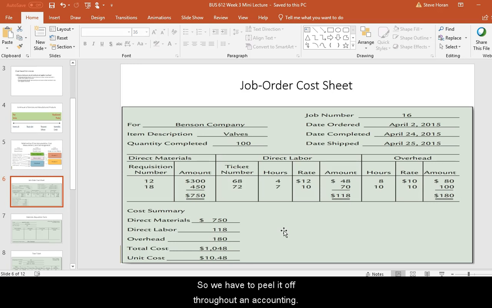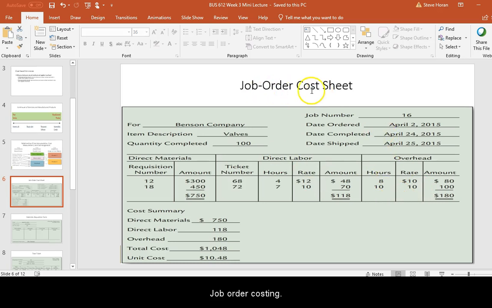So typically jobs are numbered. And it says here in this particular example, we have job 16 for a company called Benson Company. We're making valves for them, 100 valves. And so we have to keep track then of what the direct materials are. We requisition materials to make these valves. We keep track of direct labor, how many hours were spent, what was the rate of labor for the people working on that particular job, and then we allocate overhead.